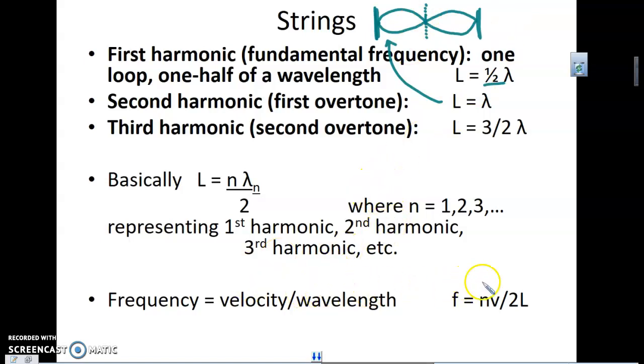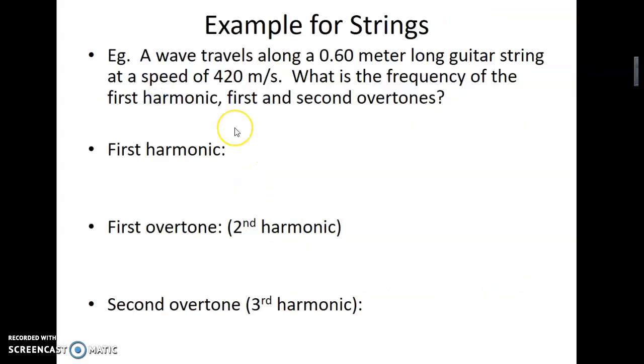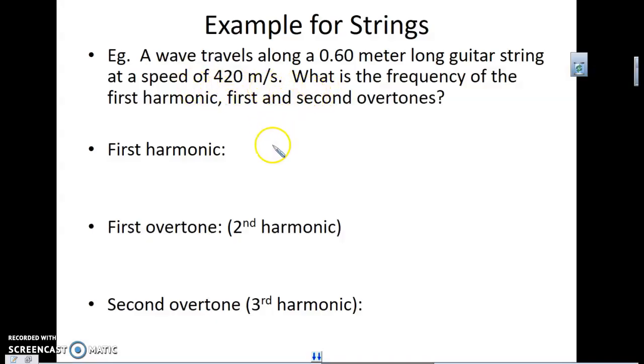We can then find the frequency by taking this value n as whatever harmonic we're looking at here, and the velocity of the wave on the string over 2L. So let's just take a look at an example here. Let's say that we have a wave traveling at 420 meters per second, and we have a string that's 0.6 meters long. So we would have length is equal to 1/2.